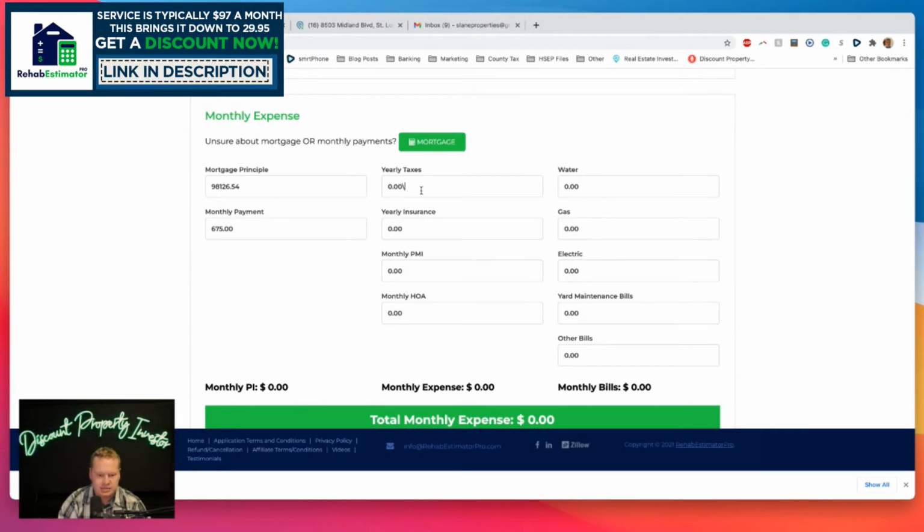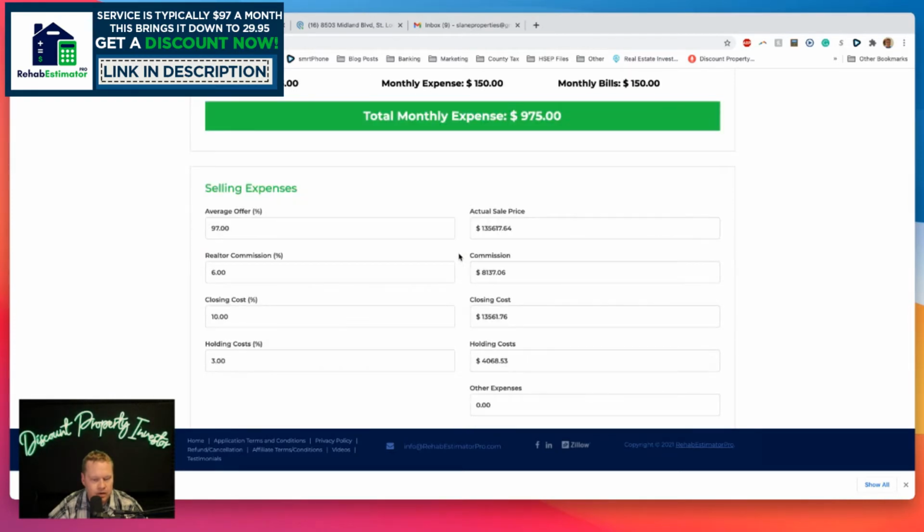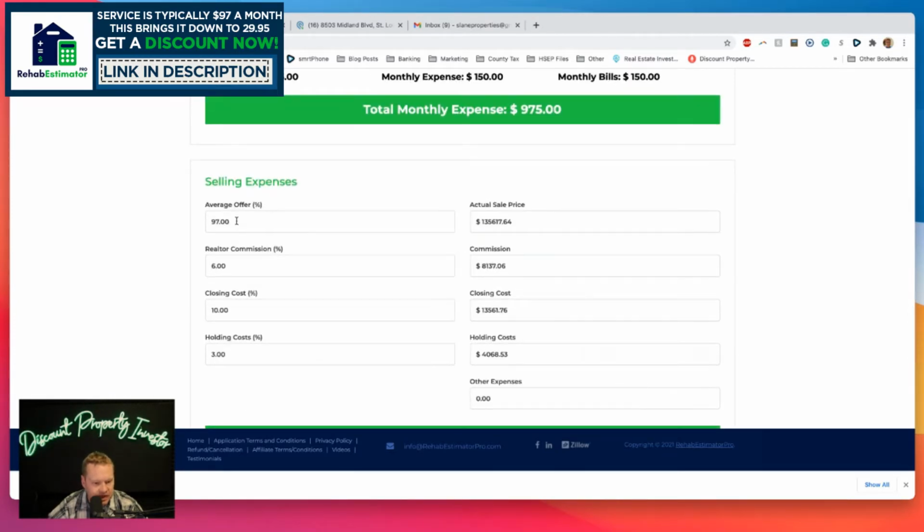Then yearly taxes. What is she paying in taxes every year? $1,200. Water bills 50, gas 50, electric 50, yard maintenance. She's not going to say anything on that. Other bills. Let's get over to annual insurance. Most people are probably $600 to $800. Monthly PMI. Some people have that if they're not too far along in paying down the mortgage and don't have at least 20% equity.